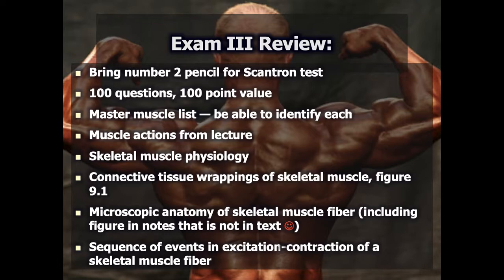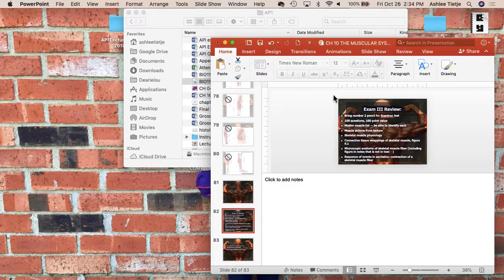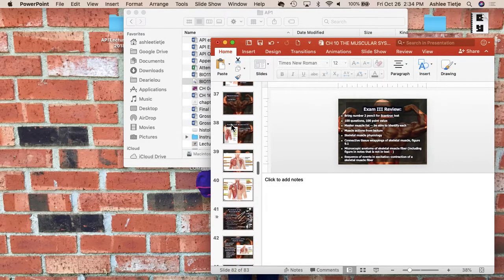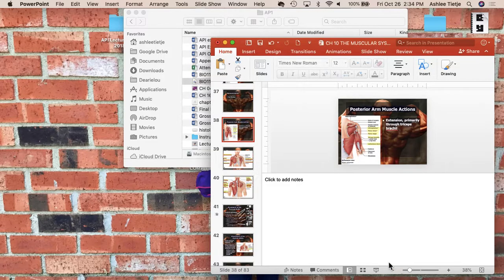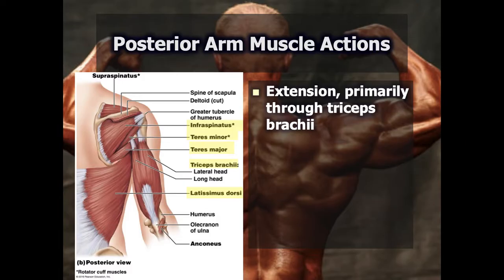Okay, so we are going to try to go pretty quickly. I'm going to exit out of this so I can get back to the beginning. And we are looking at our muscle actions. Okay, and remember, muscles that are located close to each other have similar actions. Okay, and we had gotten here, we were looking at the posterior compartment of your arm. Okay, we've got our infraspinatus, our supraspinatus, teres minor, teres major, and then your triceps brachii. Our triceps brachii is primarily our extensor.